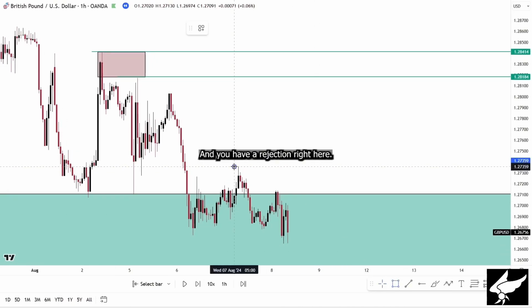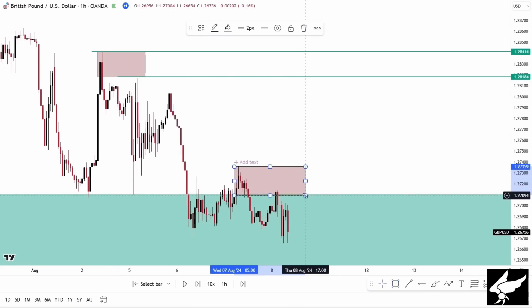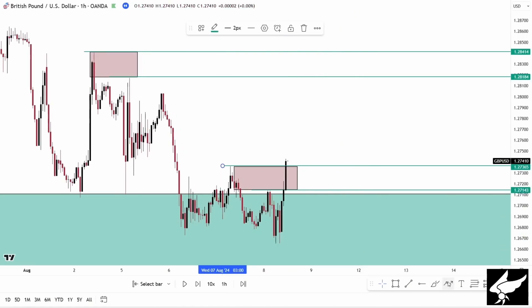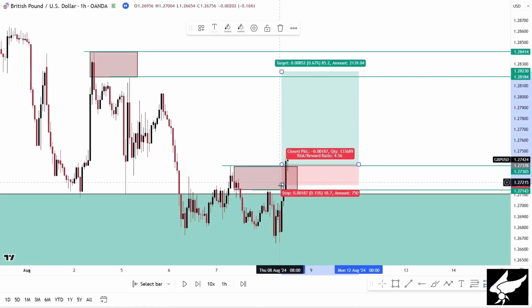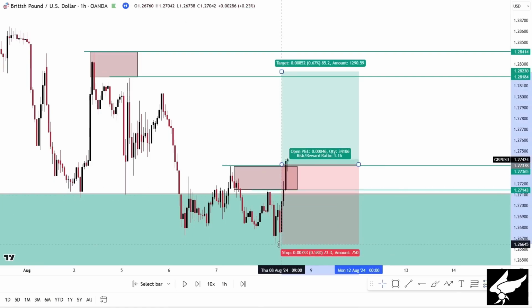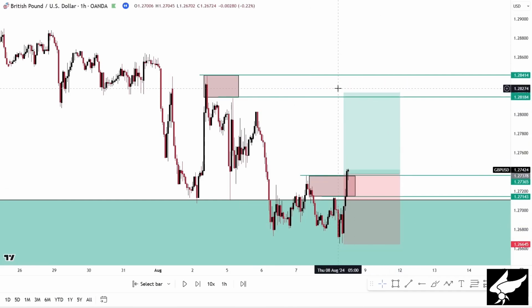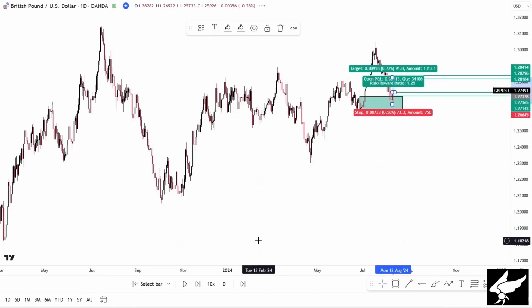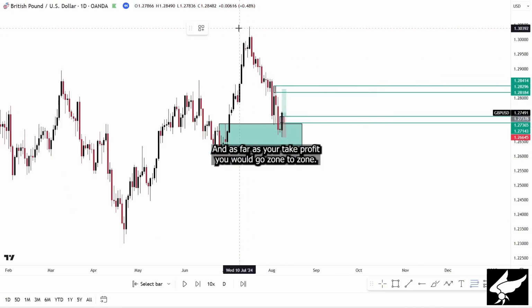And you have a rejection right here. So now you can get in an aggressive entry right here, or you can wait for a more conservative entry right above here. And your stop loss is your swing low, the bottom of your micro range. You would go zone to zone. So now let's go back on the daily time frame. And as far as your take profits, you would go zone to zone.